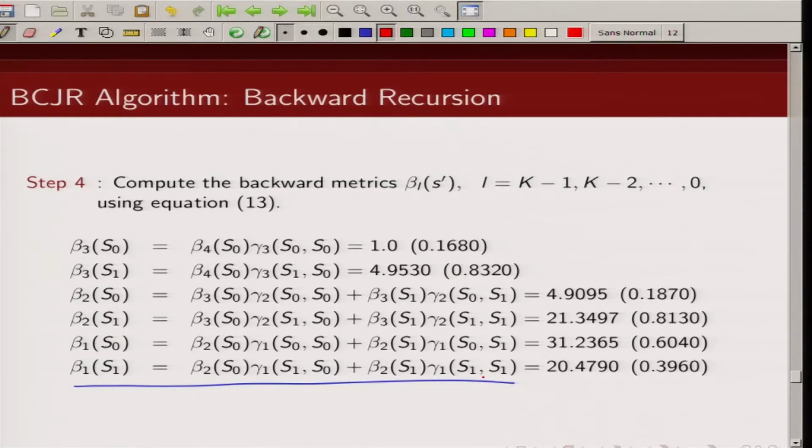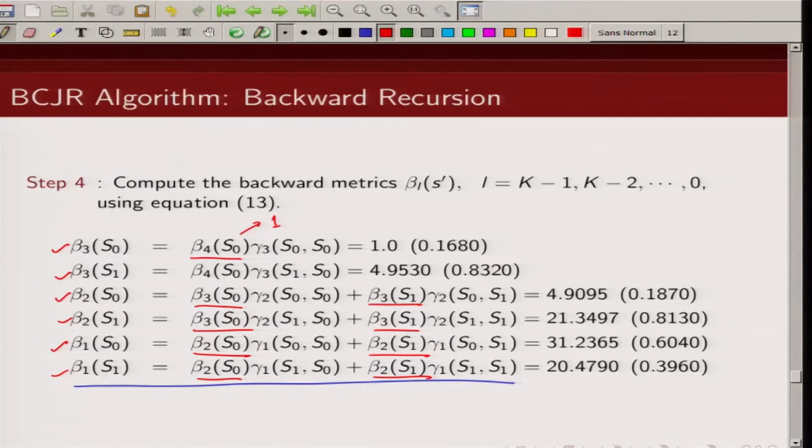We already know the values of gammas that we have computed earlier, and we know the values of beta at the end of the block. What is this value? This is 1, because the encoder is terminated, and for all other states beta 4 is 0. So, we know these values. So, we can compute beta 3. Once we know the value of beta 3, then we can compute values of beta 2, because beta 3's values will be required here. Once we know the values of beta 2, we can compute the value of beta 1, as they are required here. So, like that we can recursively compute the values of betas.